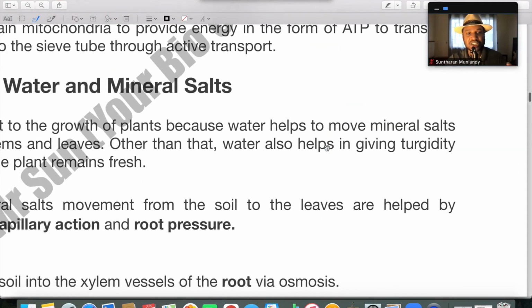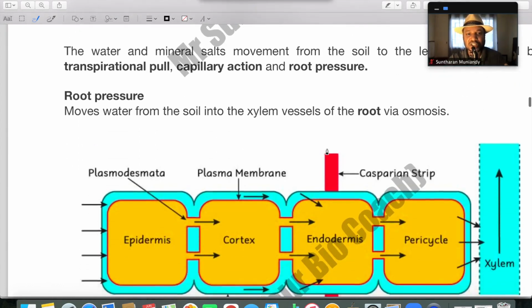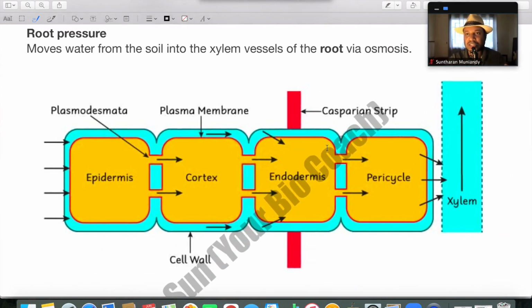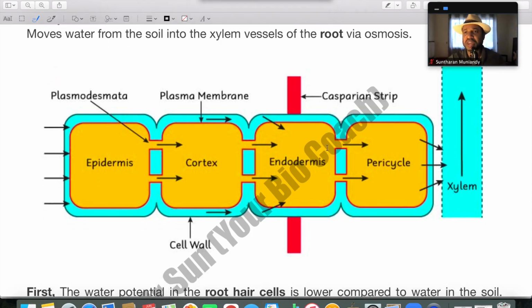Now let's look at root pressure. It is a very interesting process: how the roots of a plant take water and mineral salts from the soil and bring them to the xylem vessel. First of all, you need to know the arrangement of the tissue. I just showed you the cross section of the internal part of the root. Now we are looking at the longitudinal section of the root structure.